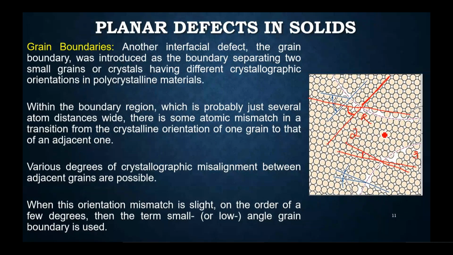So the lower one, this one, you could refer to as a low angle grain boundary, and the top one, this one, you could refer to as a high angle grain boundary. All right, great.